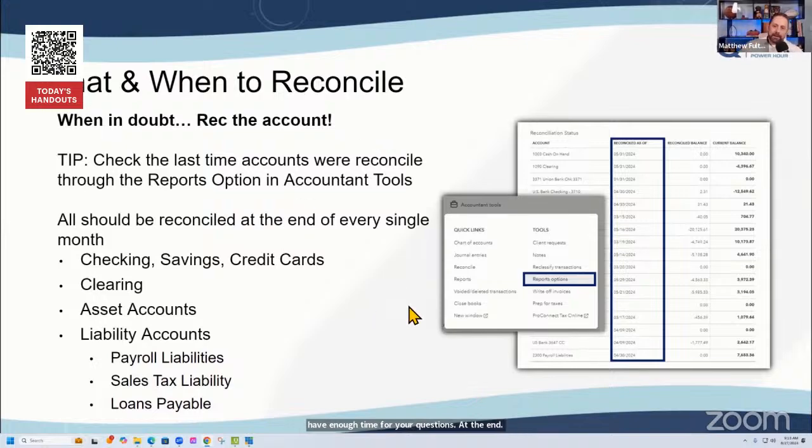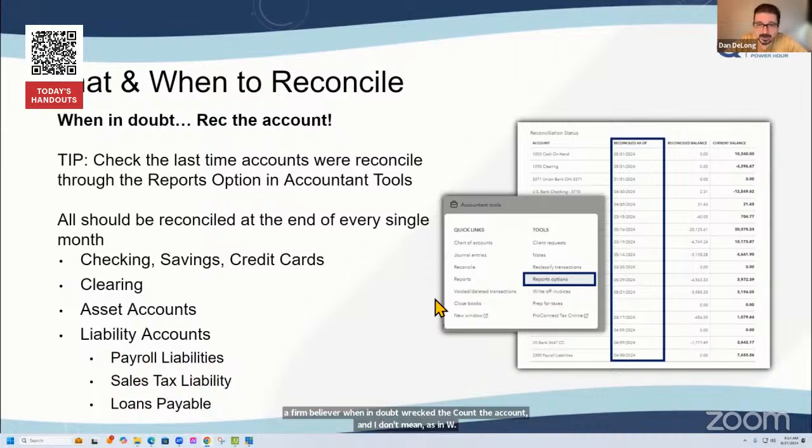So, Michelle, you brought this up real quickly earlier. There's so much more that you need to reconcile than just your basic checking and savings accounts. The credit cards as well. I say financial institutions because it's all of that. It could be loan accounts as well. Clearing accounts, of course, especially when you're using third-party apps. I'm a firm believer, when in doubt, wreck the account. And I don't mean wreck it as in W, I mean wreck it as in reconcile. No wrecking it, Ralph. Yes, exactly right.